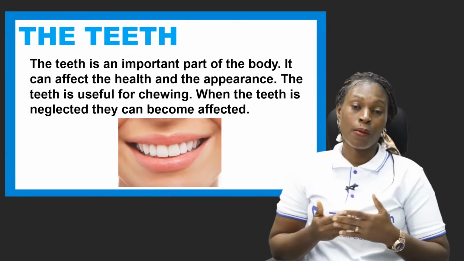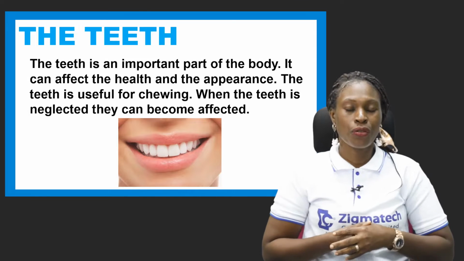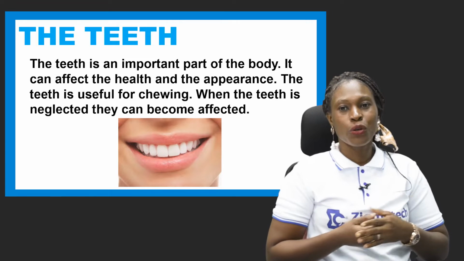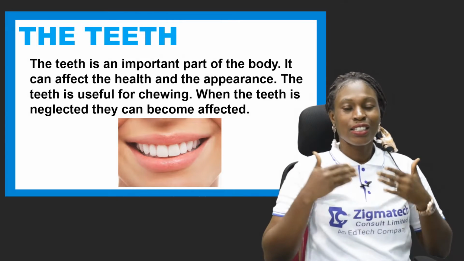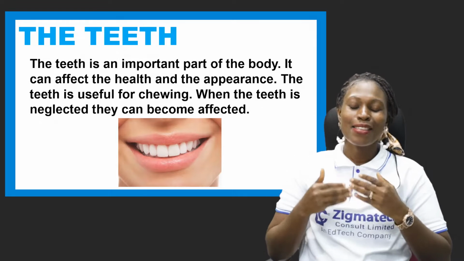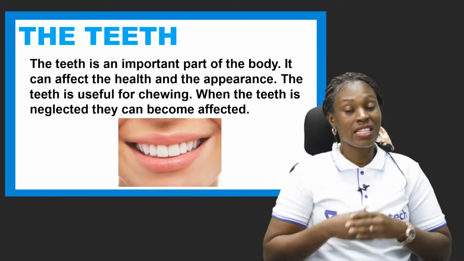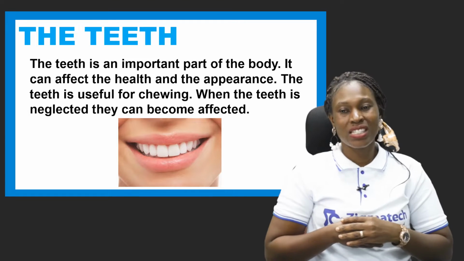Now, for growing children, they have the temporary teeth, which is 24 in number, and as they progress in age, they tend to lose them. The right or normal dentition for a grown adult is 32. So you need to take proper care of your teeth.